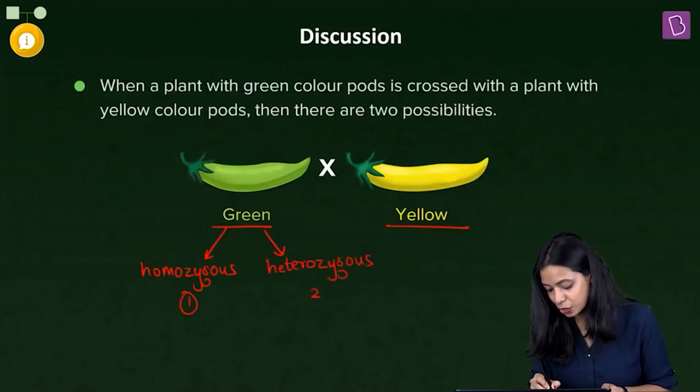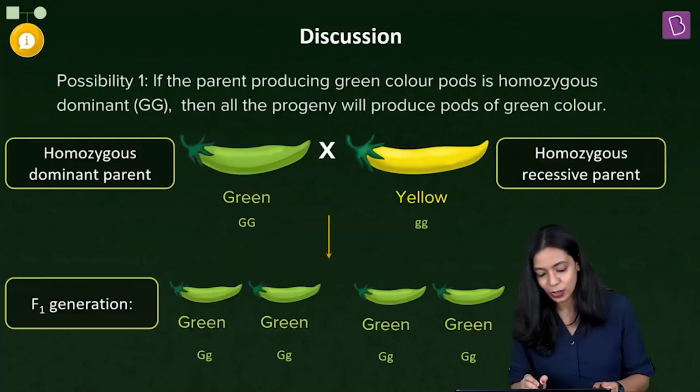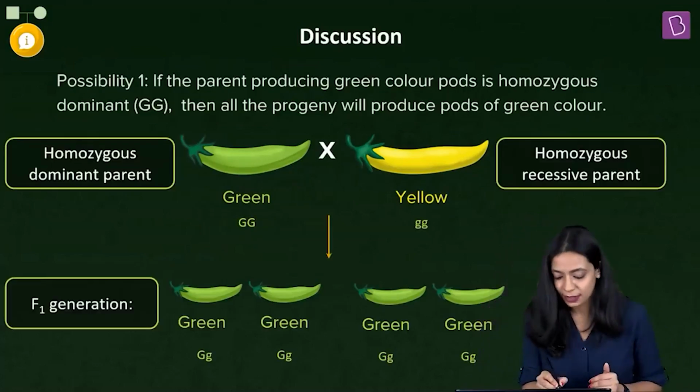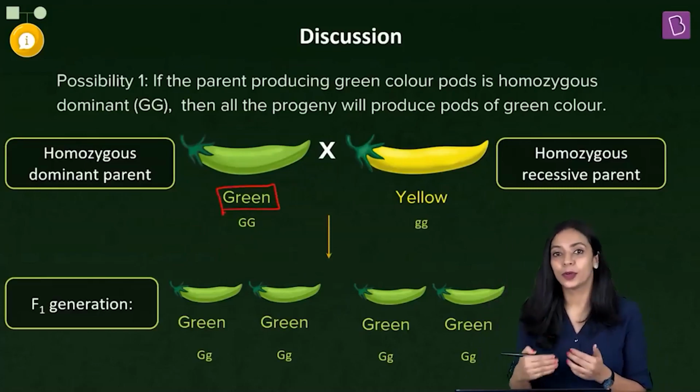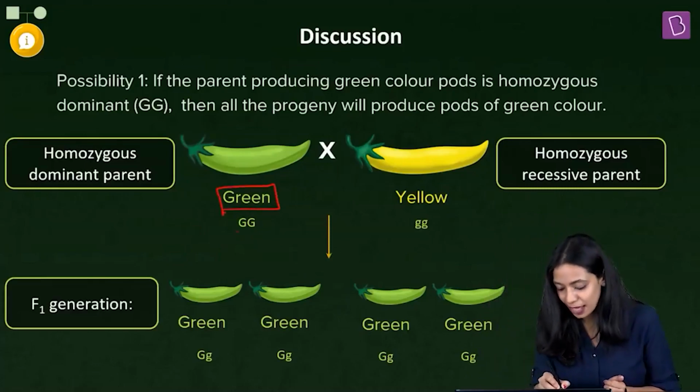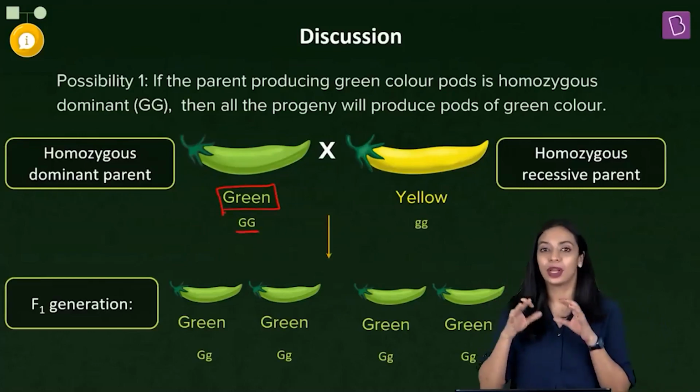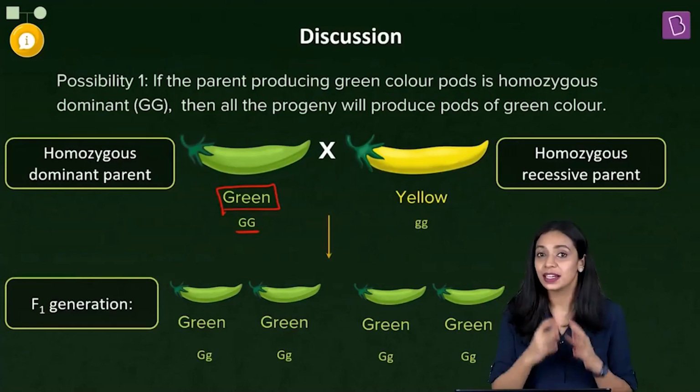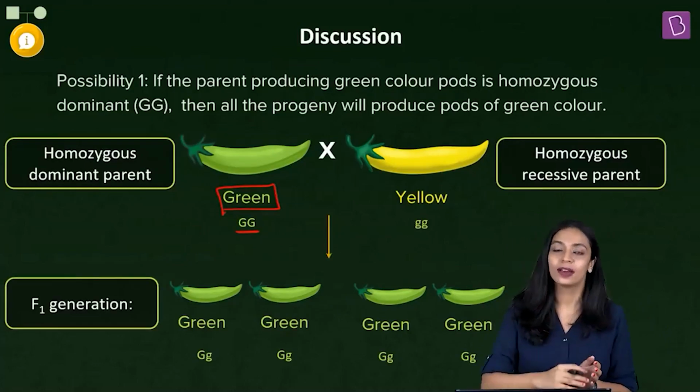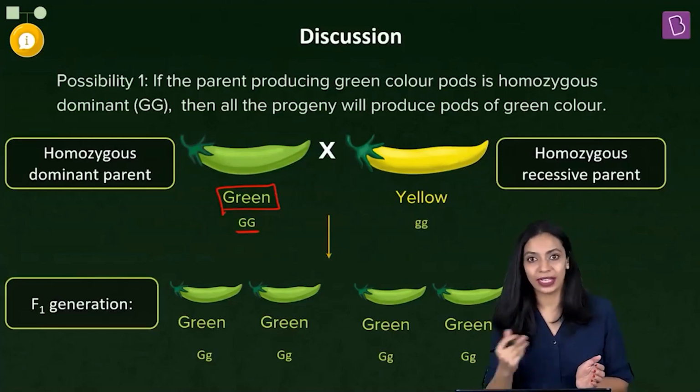Now, let's consider this to be the second possibility. When you look at the first possibility, the green color pod producing pea plant will have the genotype capital G, capital G. I'm going to represent capital G as the allele that is responsible for the green color pod in the pea plant.